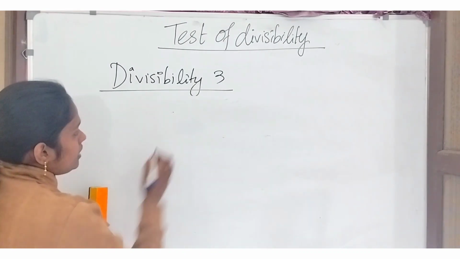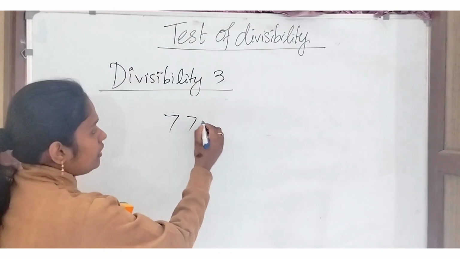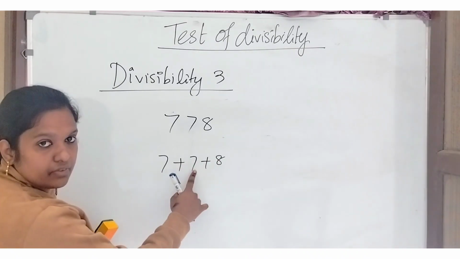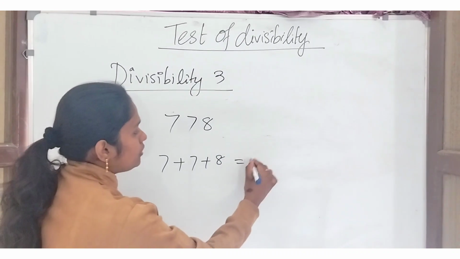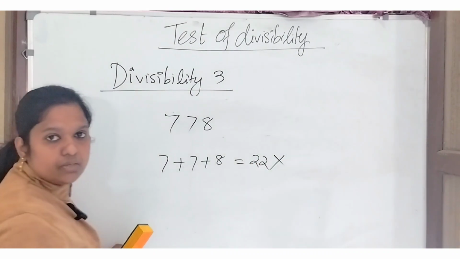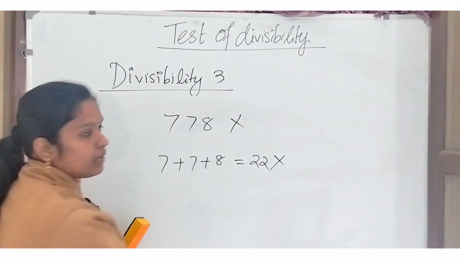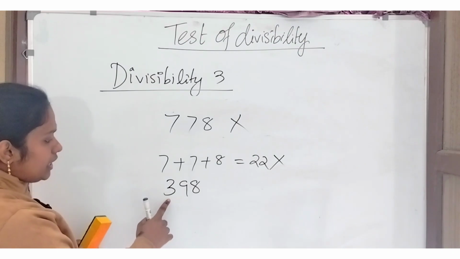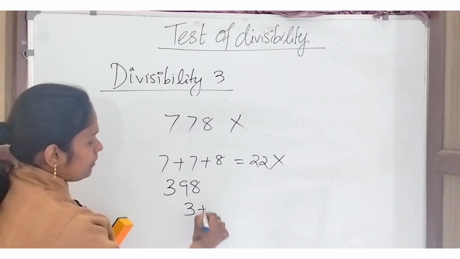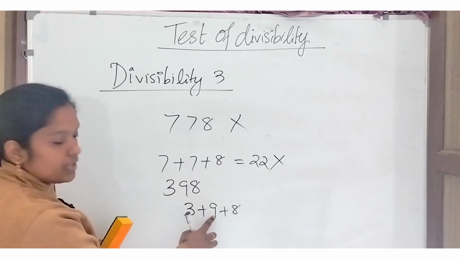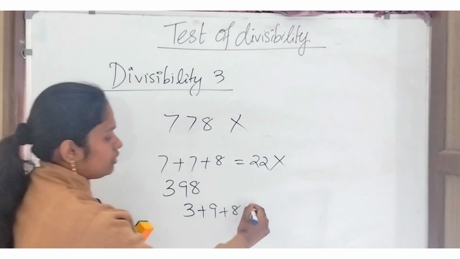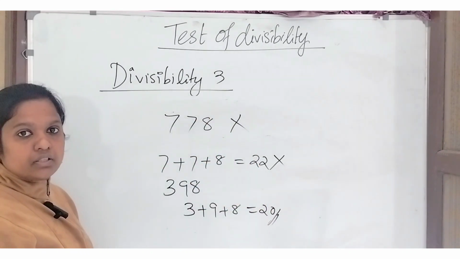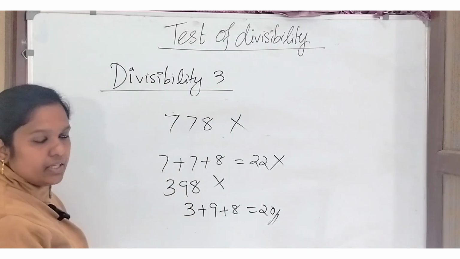Once again, another number is 778. The sum of the digits is 7 plus 7 equals 14, plus 8 equals 22. 22 is not divisible by 3, so it's not divisible by 3. One other number, 398. Take the sum, 3 plus 9 plus 8. 3 plus 9 equals 12, plus 8 equals 20. 20 is not divisible by 3, so it's not divisible by 3.